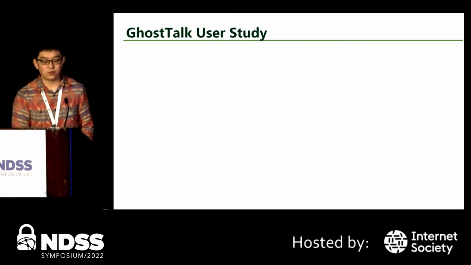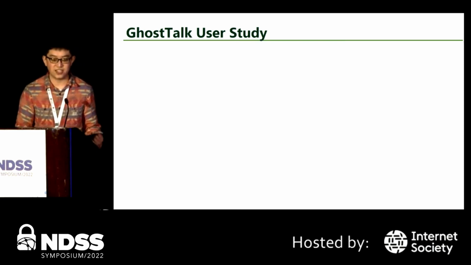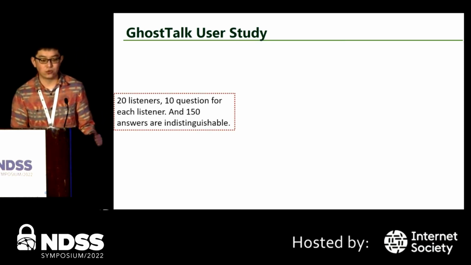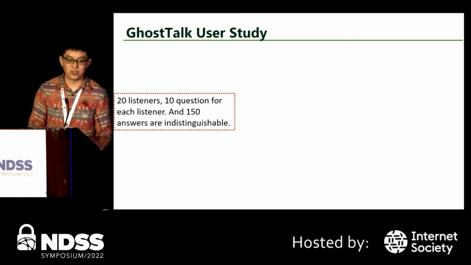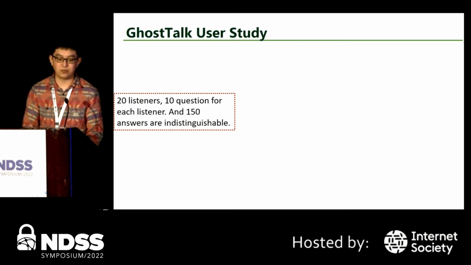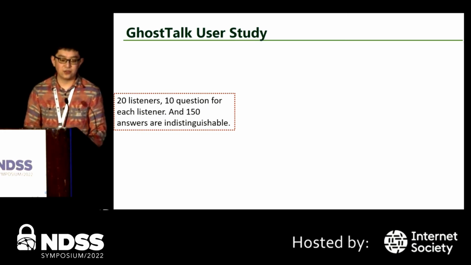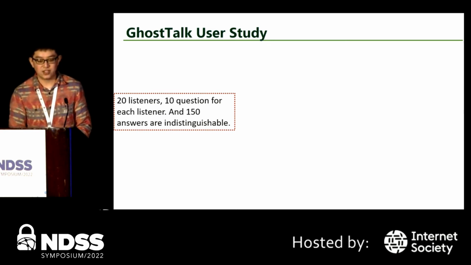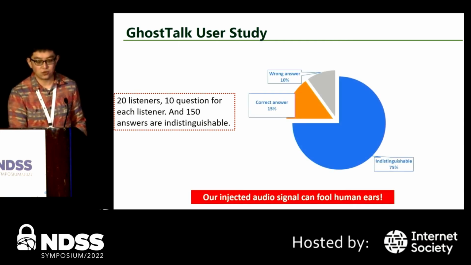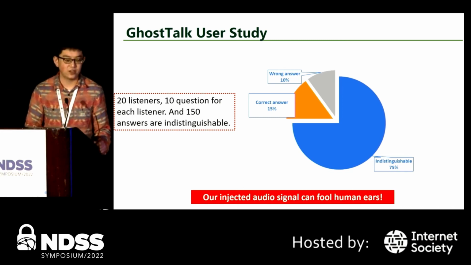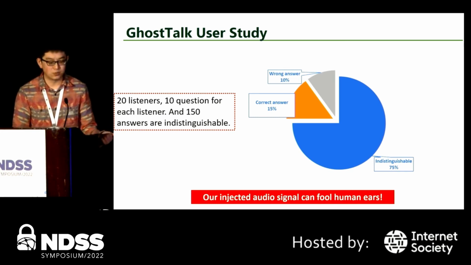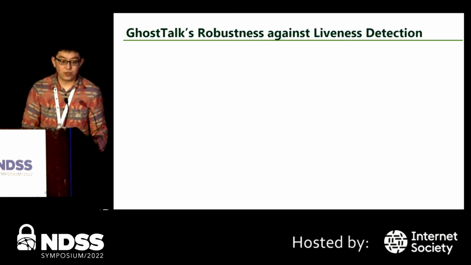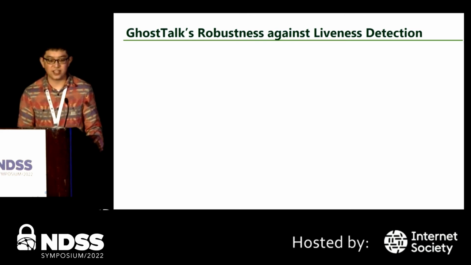And next, we do a user study to test whether human ears can distinguish natural speech and injected speech. In this study, we recruit 20 listeners, and each of them listens to the natural speech and the injected speech samples with the same content. Then they need to select whether these samples can be distinguished or not. And if they can be distinguished, they should pick out which one is the injected speech. From this result, we can see only 15% of answers are correct, which means that our injected audio can spoof human ears.